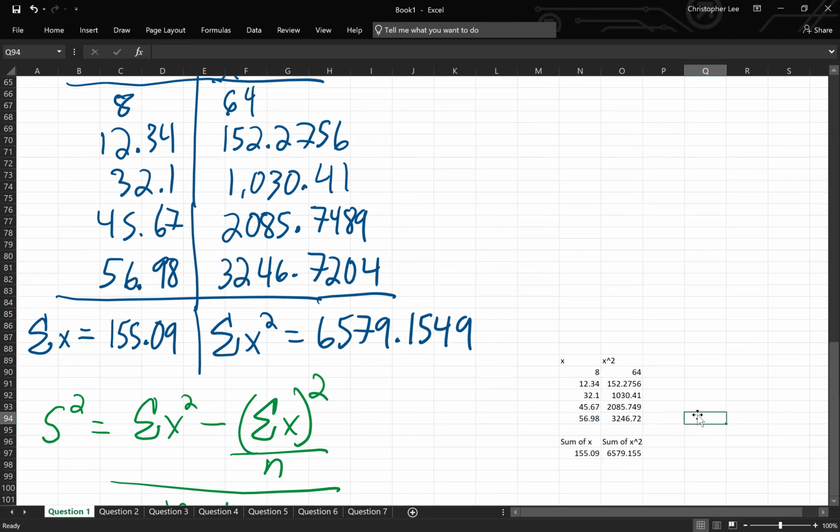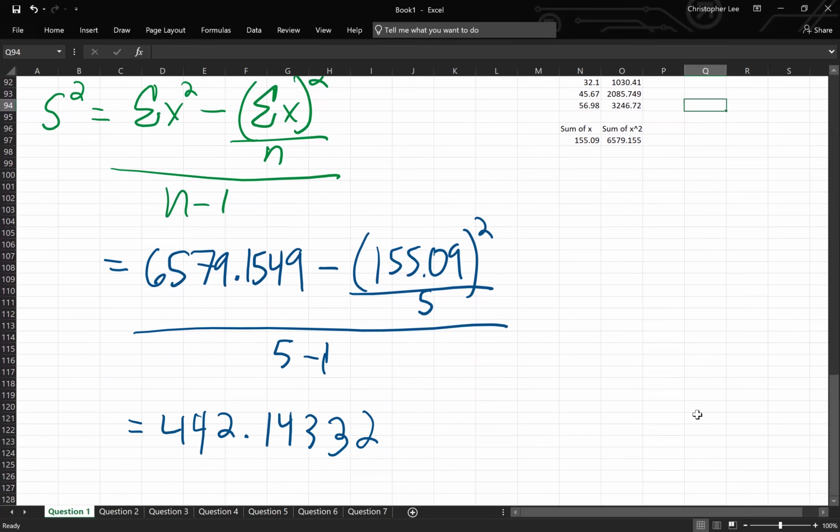Well, let's see. So I got the same thing here for the sum of x squared. That's straight, and I got the same thing for the sum of x. So yeah, that looks like that checked out. But wait. Maybe they typed this in wrong. Let me verify that.